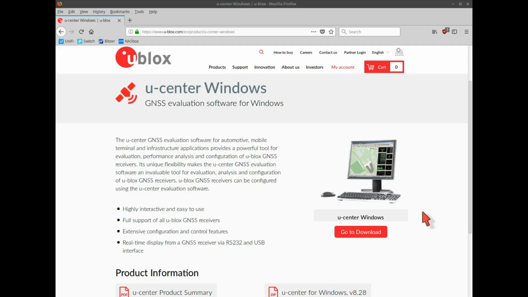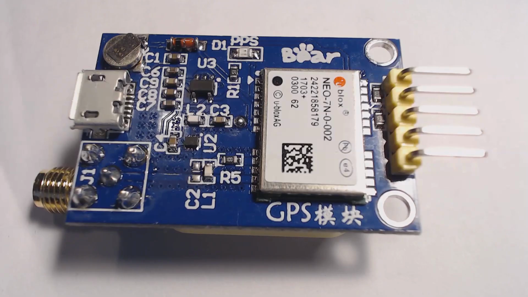With the Neo 7N ticking all the boxes, it's time to get hands-on. This is a close-up of a GPS board I got from eBay for about £12. There are many similar ones available. Here's the u-blox Neo 7N chip, which takes most of the space on this side of the PCB. Underneath this cover are not only the actual receiver, but a number of other components, in particular the flash memory, the temperature control crystal oscillator, and a real-time clock.